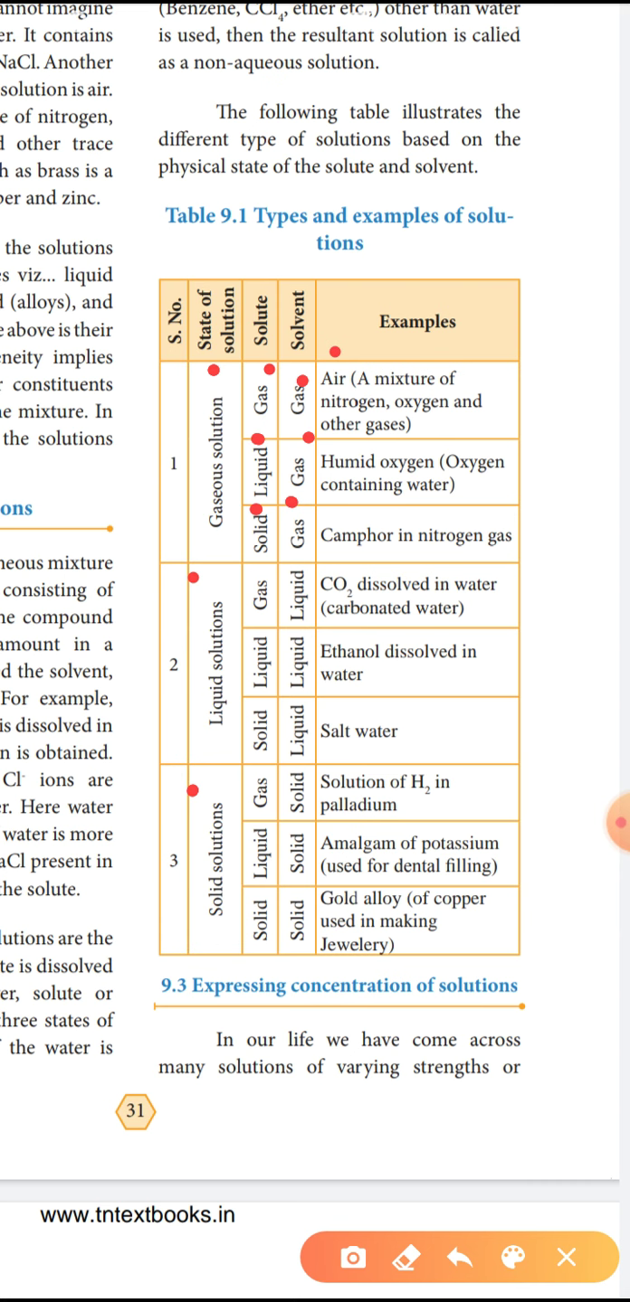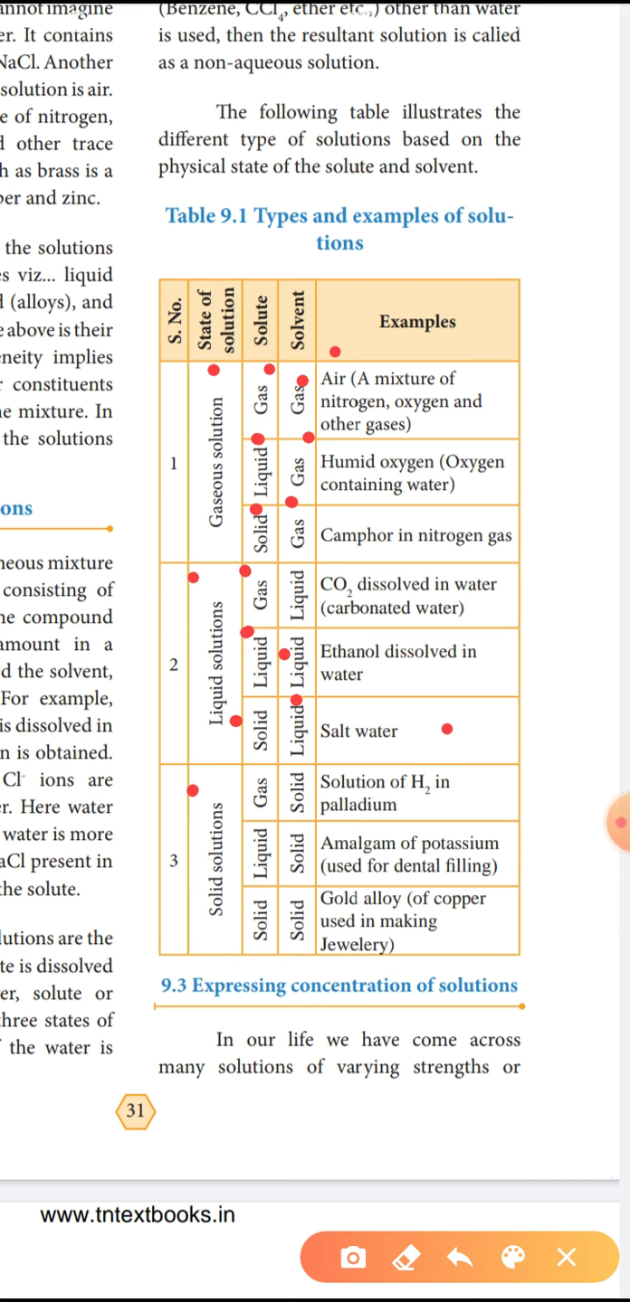The next, second type is liquid solution. The first one, gas in liquid. An example is carbon dioxide dissolved in water, carbonated water. Second one, liquid dissolved in liquid. That is ethanol in water. Then solid in liquid. That is salt water, sodium chloride and water.